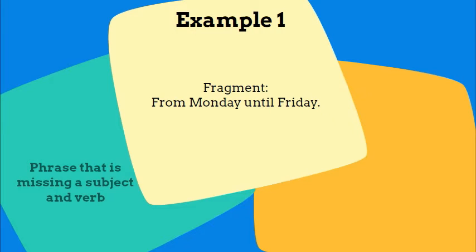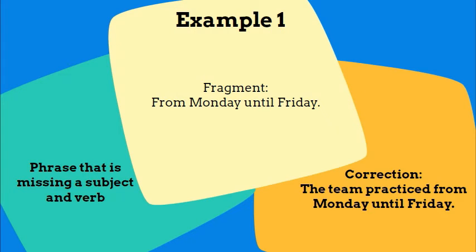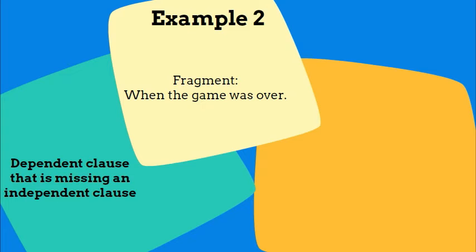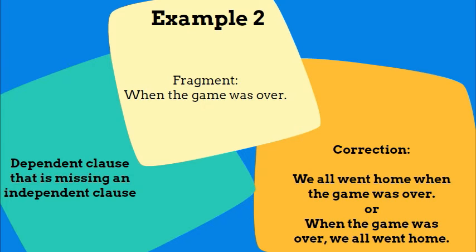This is just a phrase that is missing a subject and a verb. You can correct it by adding a subject and verb. The team practiced from Monday until Friday. Another example. When the game was over. This is an example of a dependent clause that is missing an independent clause. You can correct it by adding an independent clause to the front or back. We all went home when the game was over. Or, when the game was over, we all went home.